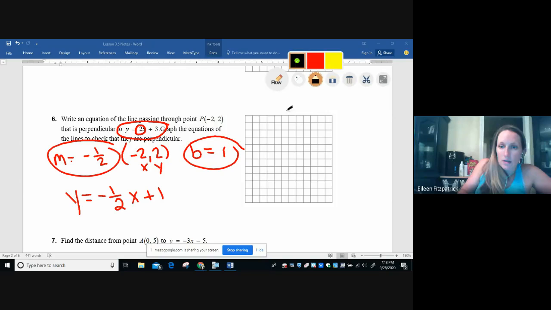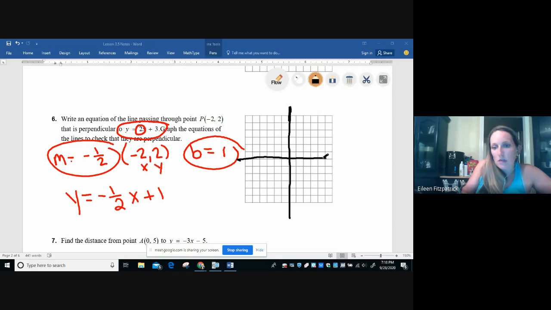So then, just like I did above, I'll start by making my y-axis nice and dark and my x-axis nice and dark. I'll first graph the equation that was given. They gave a y-intercept of +3. And then the slope is +2, so up 2/1. Or down 2 to the left 1. Okay, so that's the equation that was given.